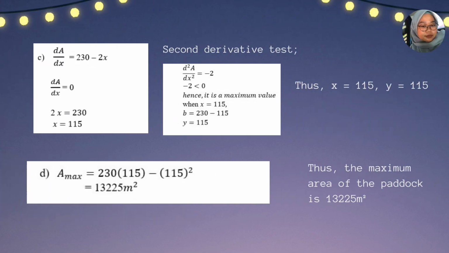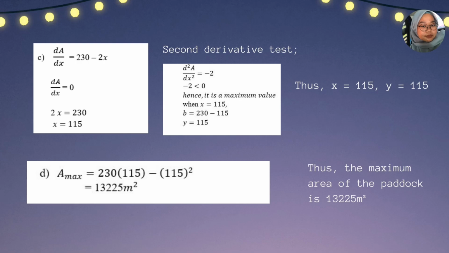Next, I will explain how to solve question C, where we have to find the dimensions that will maximize the area. First, we have to differentiate the area and equate dA/dx to 0 so that we can find x, which is 115. Then, we use the second derivative test to determine the maximum or minimum value. Here we got negative 2, which means it is less than 0. Hence, it is a maximum value. Then, in order to find y, we substitute the x into the length of the paddock and we got 115 for y. Thus, x, which is the width, and y, which is the length, are both 115.